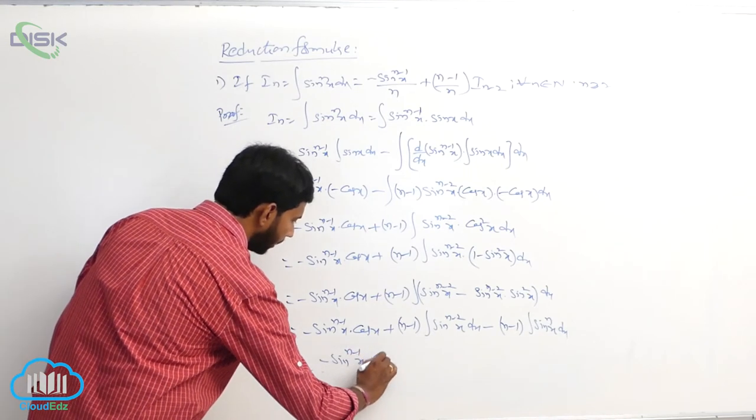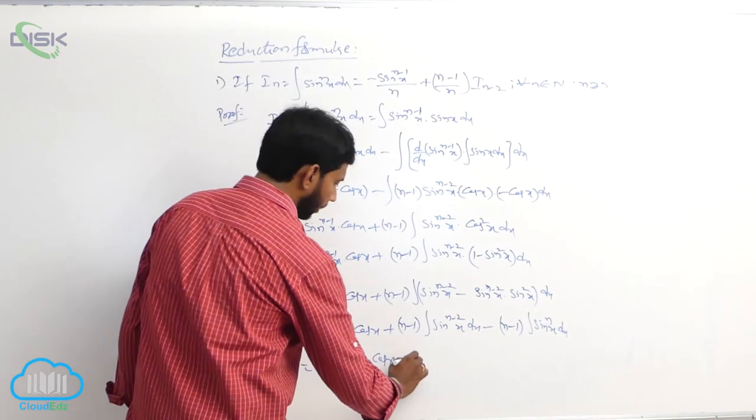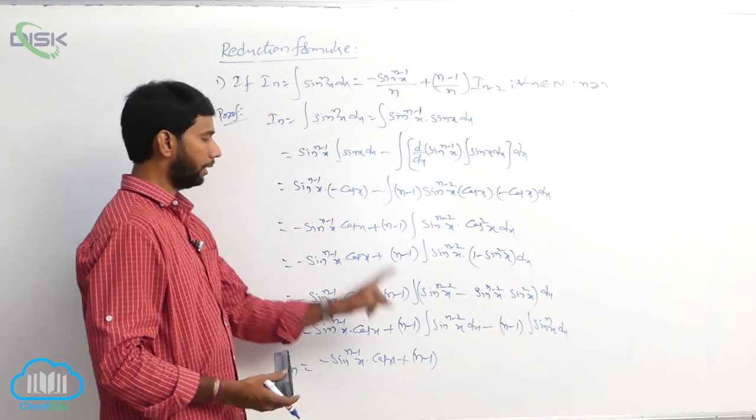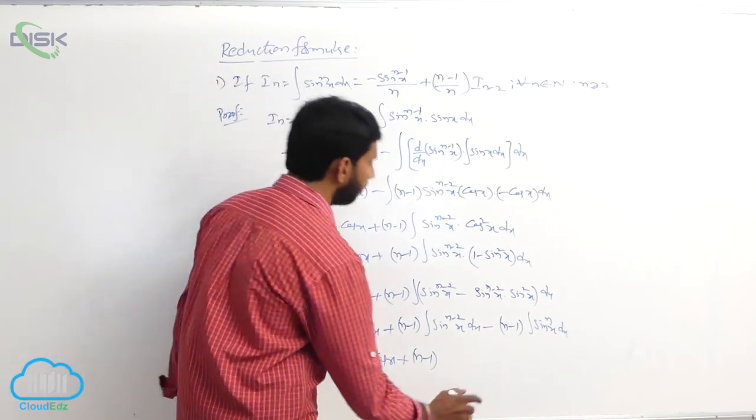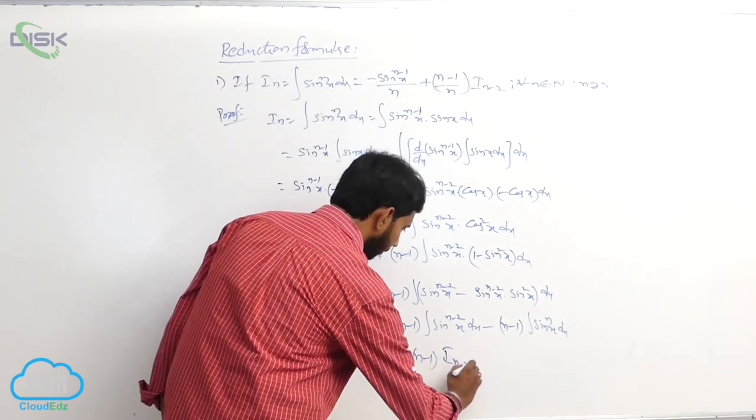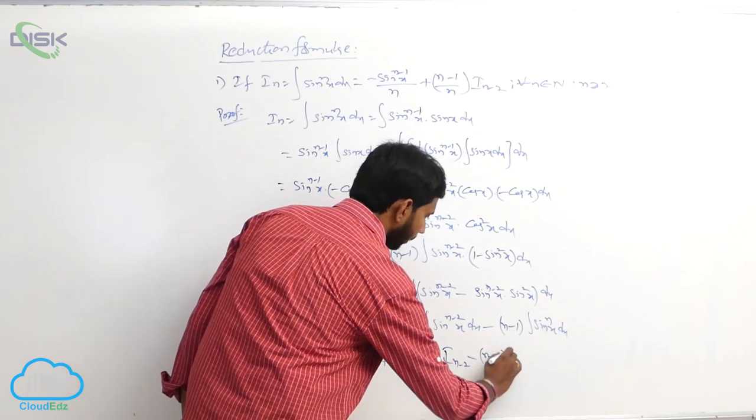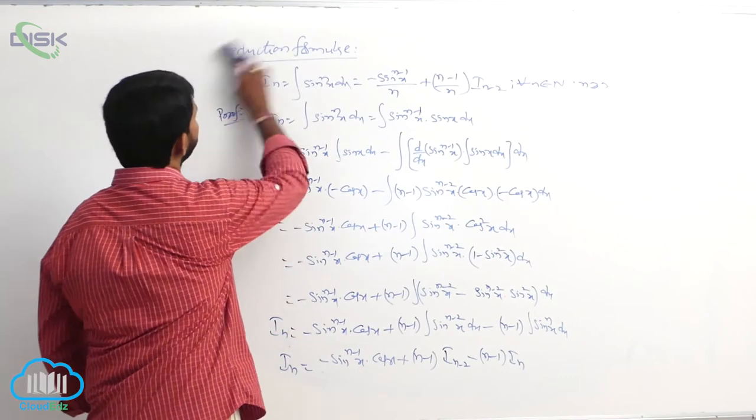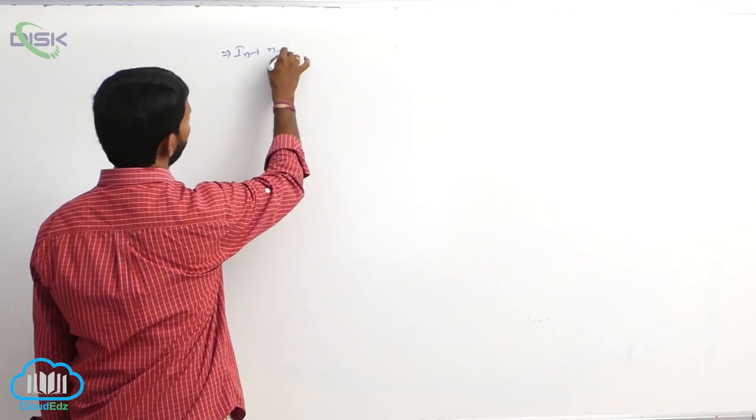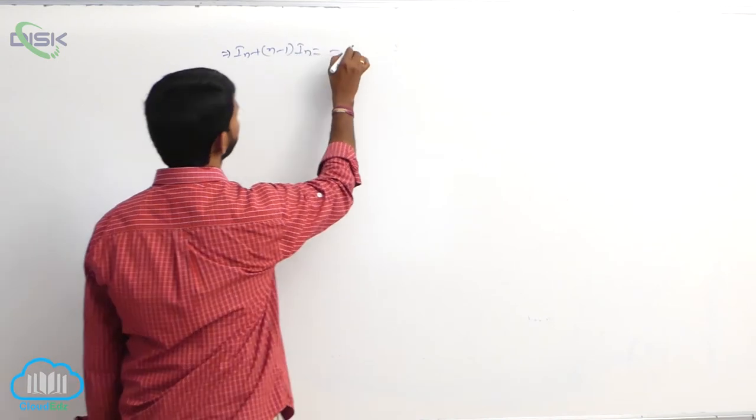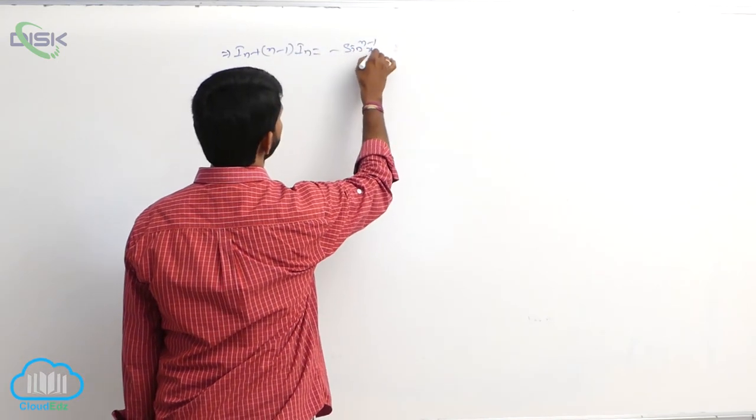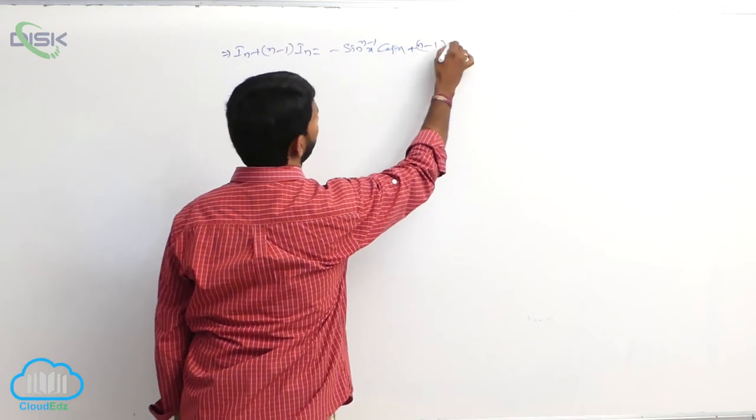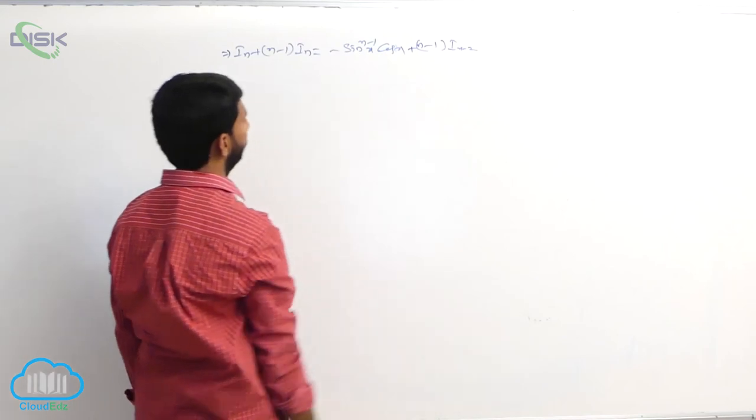minus sin^(n-1)x cos x plus (n-1) times. Here the integral of sin^n x value is I_n, and the integral of sin^(n-2)x value is I_(n-2), minus (n-1) times I_n. That implies I_n plus (n-1) times I_n is equal to minus sin^(n-1)x cos x plus (n-1) times I_(n-2).